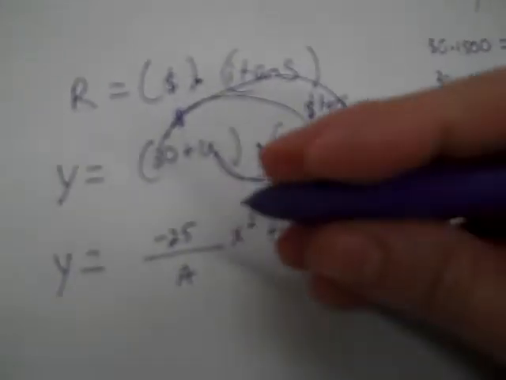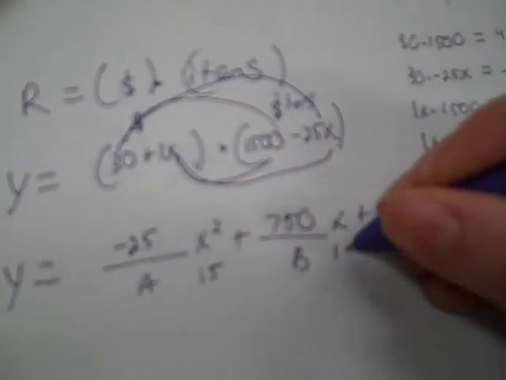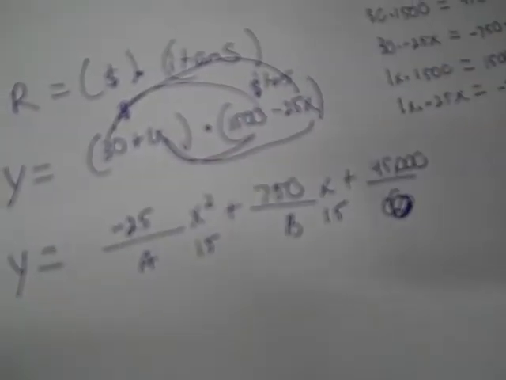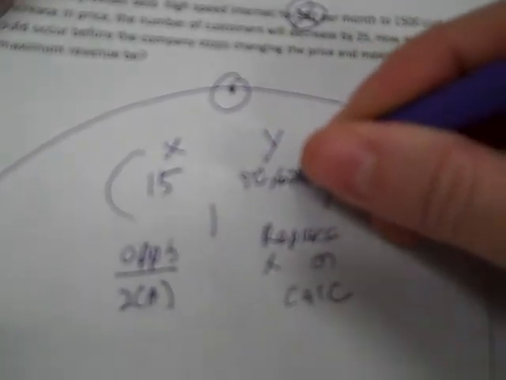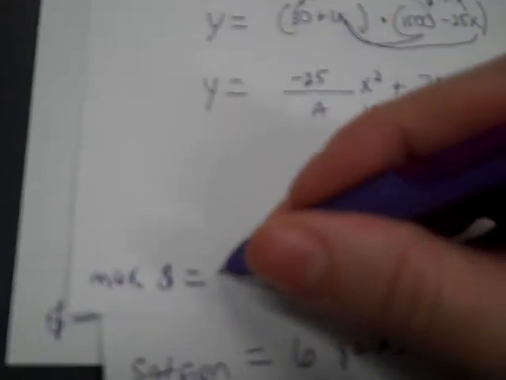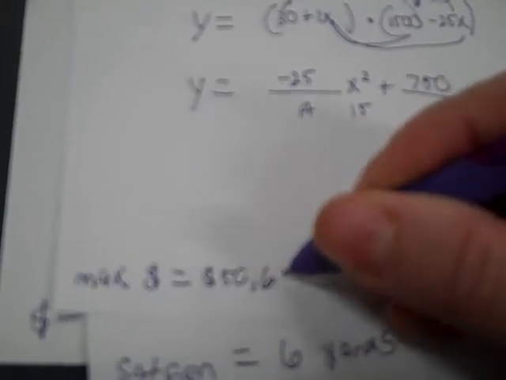Now I want to find out how much money that makes me. So I put 15 in for the x's, and then it's just replacing those. Negative 25, x comes out, 15's in, second power, plus 750, x comes out, 15's in, plus 45,000. That's 50,625. And this consequently is the maximum revenue.